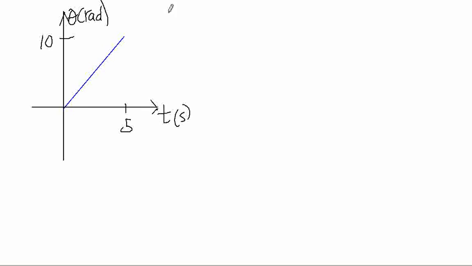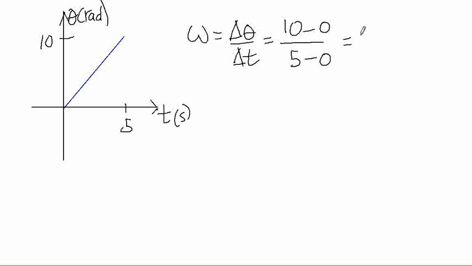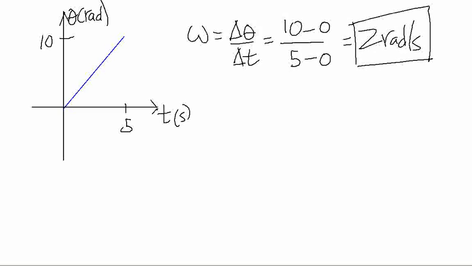Well, the angular velocity we know is the rate of change of theta. So for motion that corresponds to that graph, the change in theta is 10 minus 0, and the change in time is 5 minus 0, so I get 2 radians per second. Notice that the angular velocity is equal to the slope of a theta versus time graph. That will help you to calculate angular velocities.